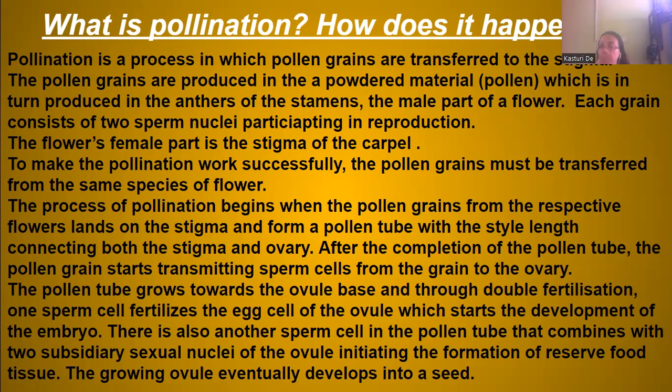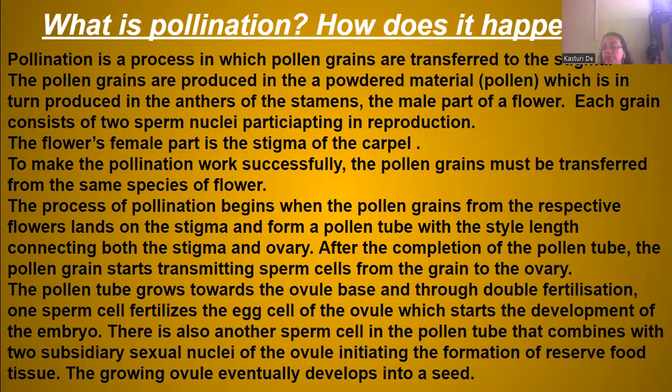After the completion of the pollen tube, the pollen grain will divide and transmit the sperm cells from the grain to the ovary. It will transfer the sperm cells into the ovary, not the grain into the ovary. Now the pollen tube grows towards the ovule base and, through double fertilization, one sperm cell fertilizes the egg cell of the ovule, which starts the development of the embryo.